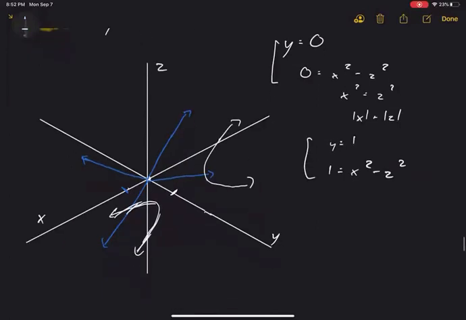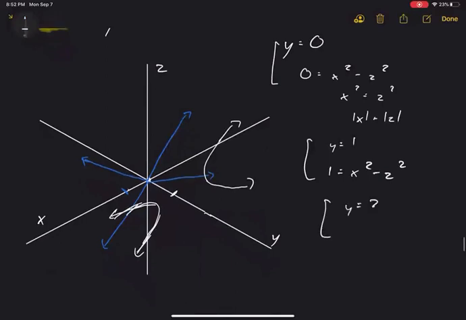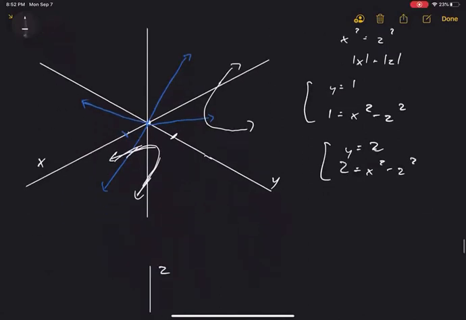Okay, and then as we move out, if we did y equals 2, how I would suggest you deal with this is, okay, you get this equation, 2 equals x squared minus z squared. The way I deal with this for the hyperbolas is I divide out the 2. Okay, and that tells me my hyperbola has vertex, let's see, x equals positive 2, z equals 0. So there are these hyperbolas that are kind of moving away from the y-axis.